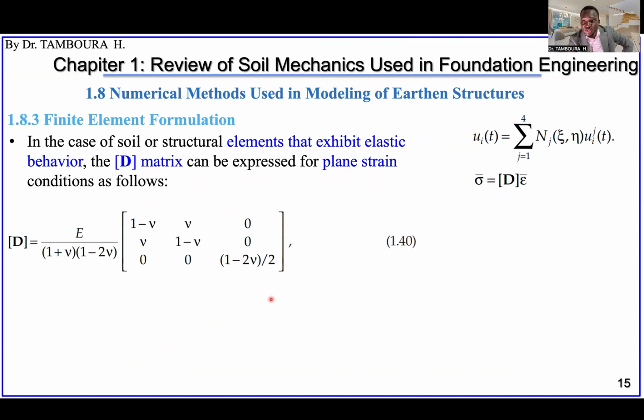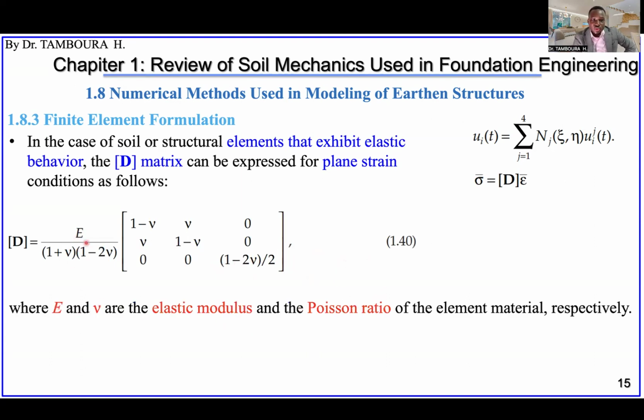Maybe you just need to know what is going on in the computer, even if you don't really need to understand this equation, because maybe your computer will be doing it already. So this E and this one, these two parameters, are the elastic modulus and Poisson ratio. I think you know that already. The Young modulus, or elastic modulus if you want, and the Poisson ratio for the material.